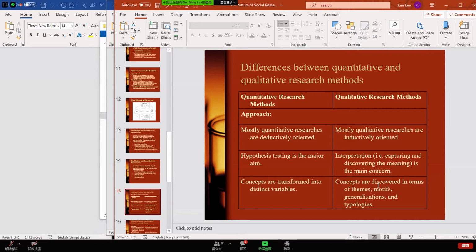And concepts are discovered in terms of themes, motive, generalization, and typology. So actually, when you do your qualitative research, the whole qualitative research helps you to conceptualize. Unlike quantitative research, after doing qualitative research, the outcome may be just producing or refining some concept.